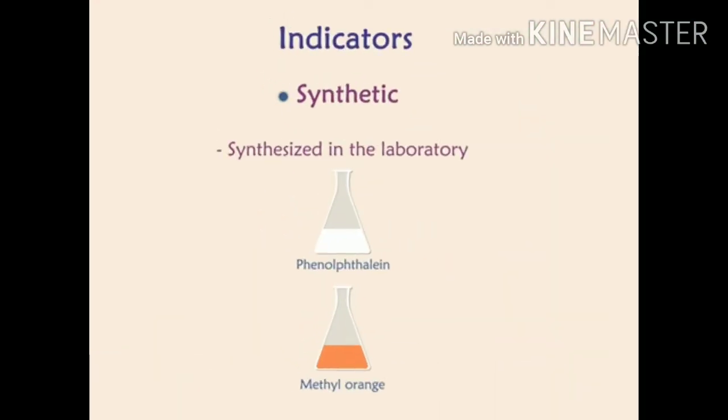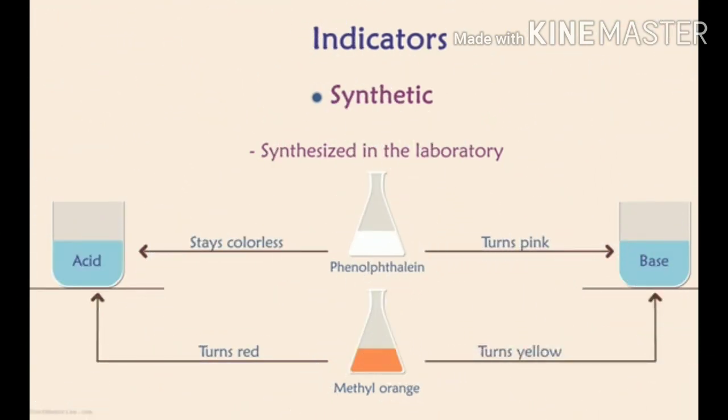Synthetic indicators. These are the indicators which are synthesized in laboratory. That means the source from which we obtain is not natural. The commonly used synthetic indicators are methyl orange and phenolphthalein. Phenolphthalein is a colorless solution which turns pink when treated with base, while it remains colorless when treated with an acidic solution. Methyl orange, as the name suggests, is orange in color. When treated with basic solution, it turns yellow, while when treated with an acidic solution, the color turns red.